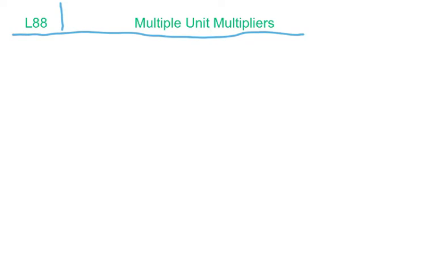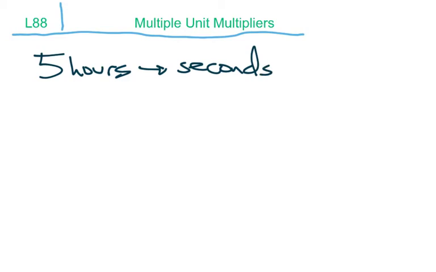Now, we will often need multiple unit multipliers for given situations, and so that's what this lesson's about, those particular situations. So, for example, let's say I had an amount of time and the unit of measure was in hours. And let's say I was converting it not just to minutes, but all the way down to seconds. What we can do is use 2 unit multipliers to make that conversion from hours all the way to seconds.